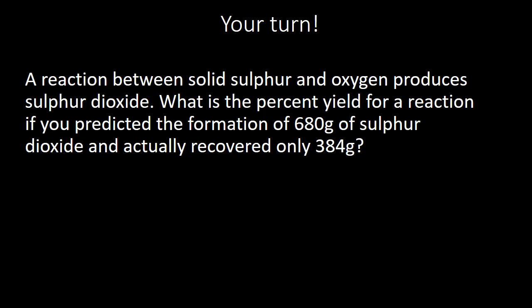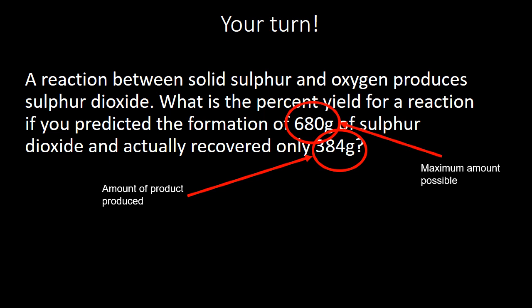Alright, so hopefully you would have done the question. So we do exactly the same thing. We highlight our amount of product produced and the maximum amount possible, and we apply our simple formula of 384 grams divided by 680, and then we multiply what we get by 100 to get 56.5% in this case.